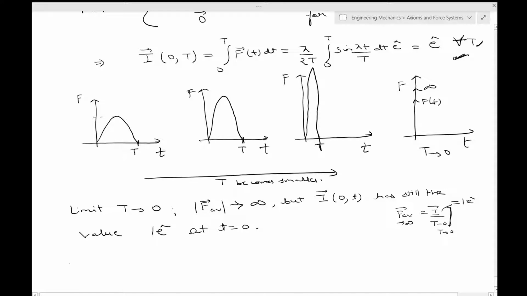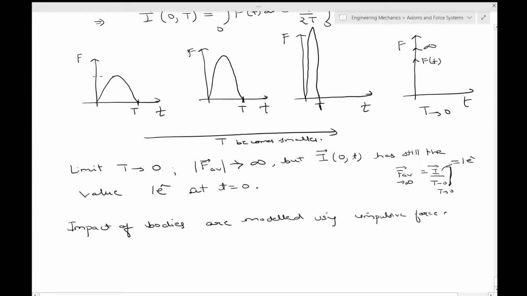So if you have, say, the impact of bodies, they are modeled using impulsive forces. Say like the kick on a football and so on. Those are all impulsive forces: a large amount of force acting for a very short duration.